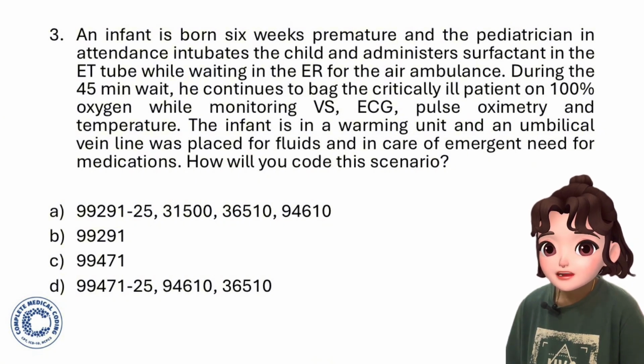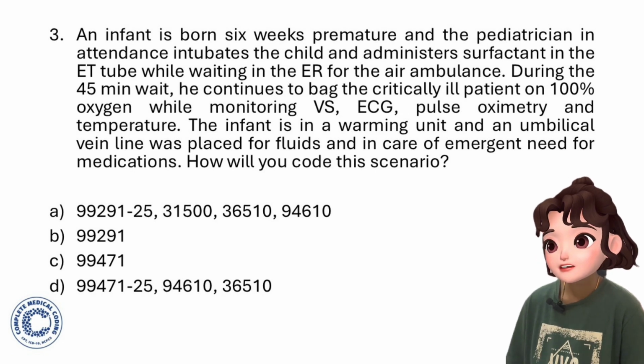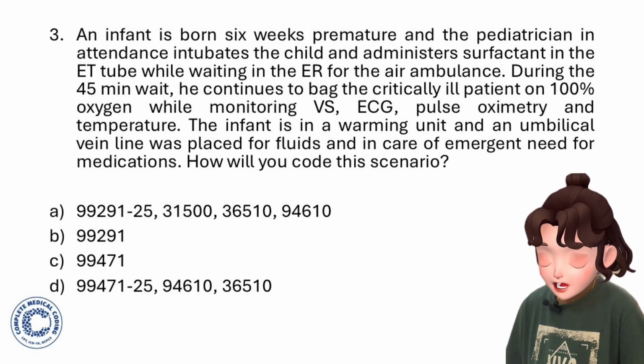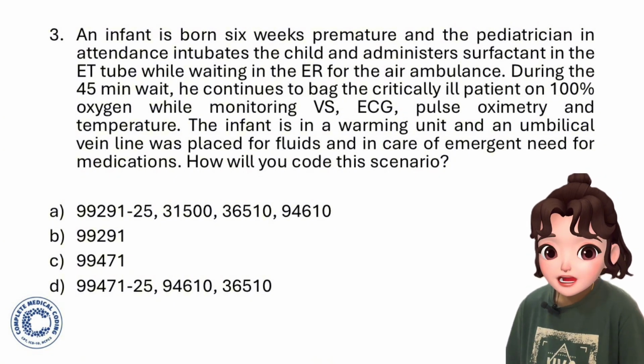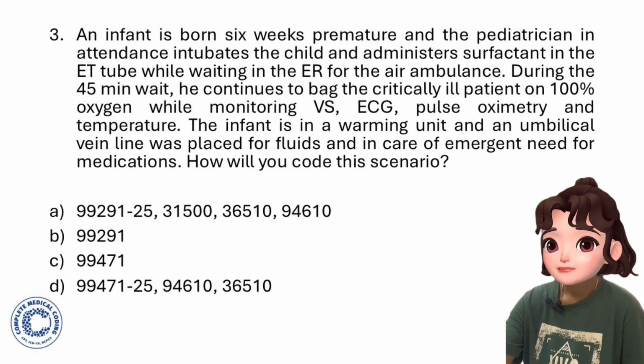The infant is in a warming unit and an umbilical vein line was placed for fluids and in case of emergent need for medication. So, that also you need to code, catheterization of umbilical vein. That is 36510. Alright. Now, what is the last code?